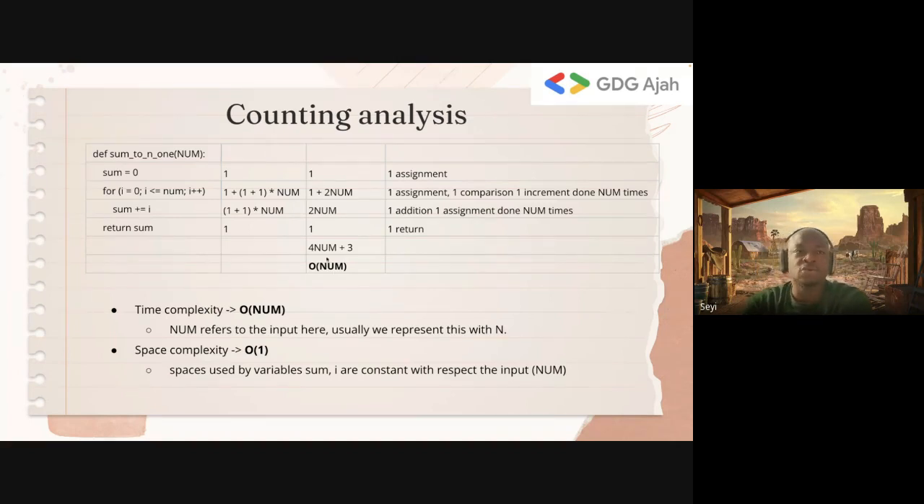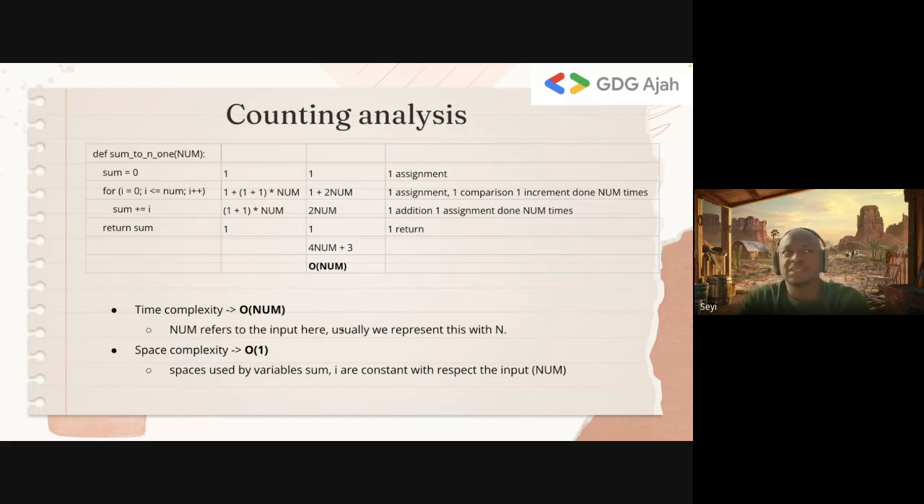Okay, so in that case, we have 4 num plus 3. But again, when we are analyzing for time complexity, we don't care about the constant factors, and we only care about the magnitude. So if it's 4 num, 5 num, 6 num, we don't care. It is order of num. So in this case, the time complexity is order of num, and num here refers to the inputs.